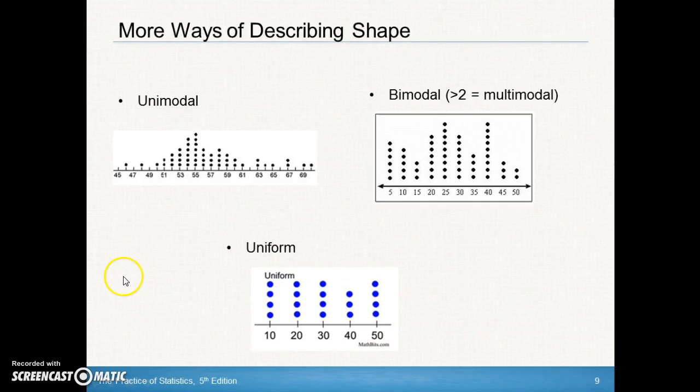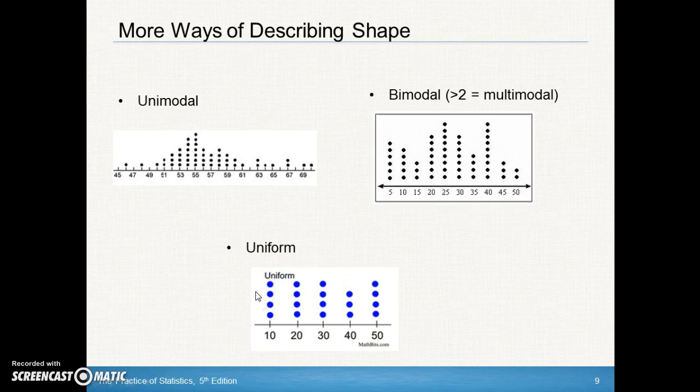Additionally, we can talk about dot plots in terms of how many peaks they have. When a dot plot has one peak, we say that it is unimodal. There's only one mode, one value that shows up most frequently, in this case 55. When a dot plot is bimodal, it has two modes, here 25 and 40. If a dot plot has more than two modes, we just call it multimodal.